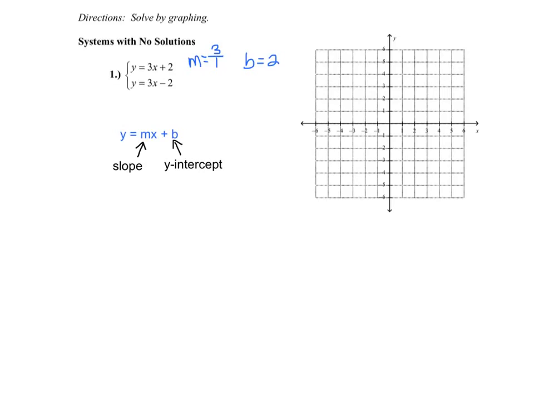Let's graph that. We want to graph our b first. b is 2, so (0, 2). Then you're going to use rise over run. You rise 3, 1, 2, 3, and you run 1 to the right because it is a positive slope. When we're doing systems of equations, we want to plot a couple of points, so now let's go down 3, 1, 2, 3, and go 1 to the left. You're going to make your line and label it y equals 3x plus 2.